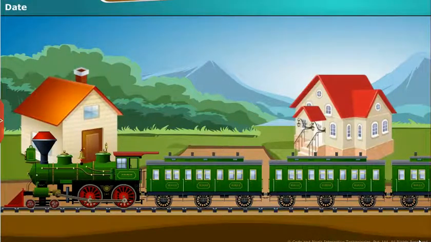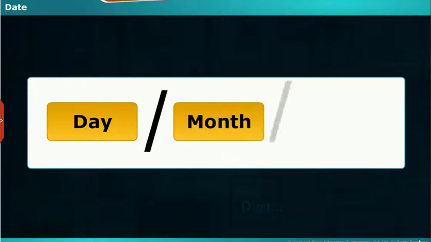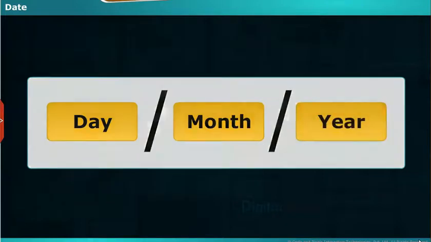Each new day is specified by a date. Generally, the dates are written in the following way. First, we write the day, then we write the month. Lastly, we write the year.